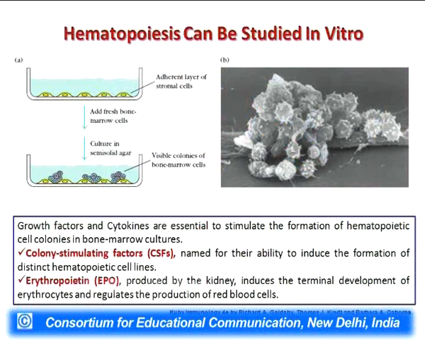This growth factor is produced by the kidney cells, and what it does is induce the terminal development of the erythrocytes or red blood cells and regulate the production of red blood cells. So erythropoietin is very essential for the development and normal functioning or production of the red blood cells.